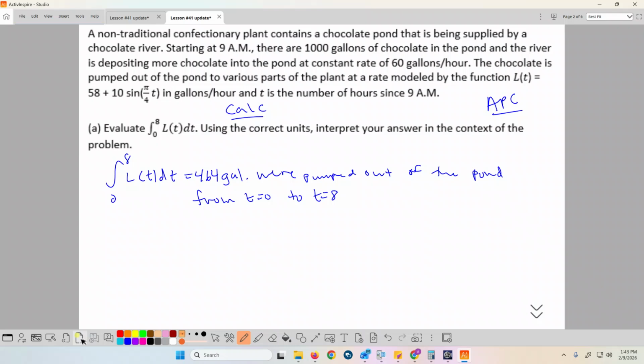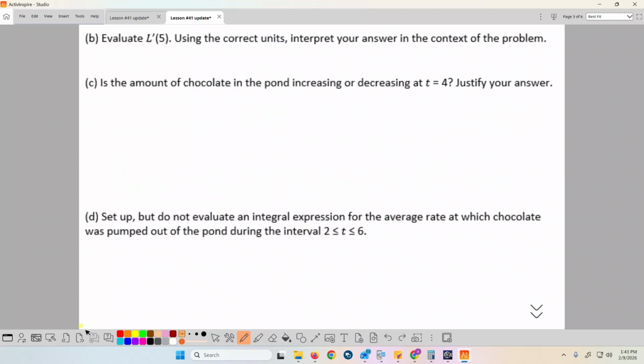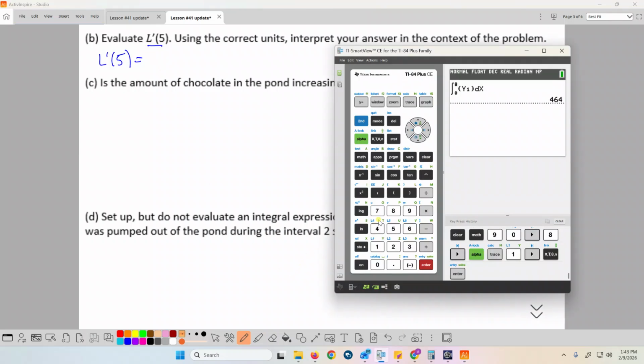All right, let's go ahead and look at the next question, which would be question B. Evaluate L prime of 5. Well, remember, L of t is the function that we have in our calculators. So if I'm going to evaluate L prime of 5, well, then that just goes into my calculator as well. All right, let's see. And I'm going to be doing a derivative this time. So let's hit math. This time we'll hit number 8. That's d dx.